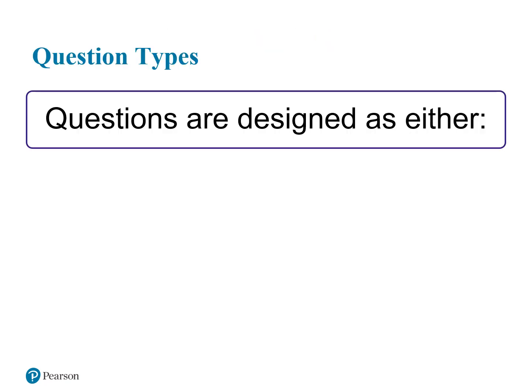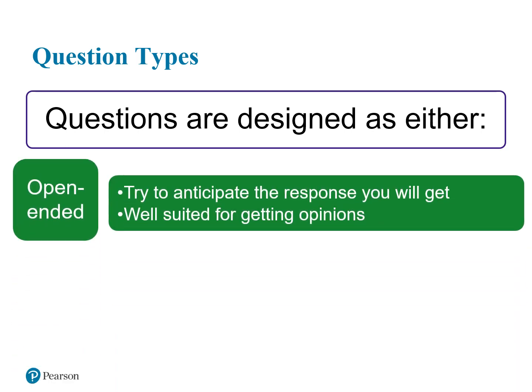What types of questions can we use in the questionnaire? How do we design the questions in the questionnaire survey? We have the same types. Open-ended questions are used when we try to anticipate the responses we will get, and they suit getting opinions. But even when we write open-ended questions in the questionnaire, they must be narrow enough to guide the respondents to answer in a specific way. So it is not open-ended like in the interview method.